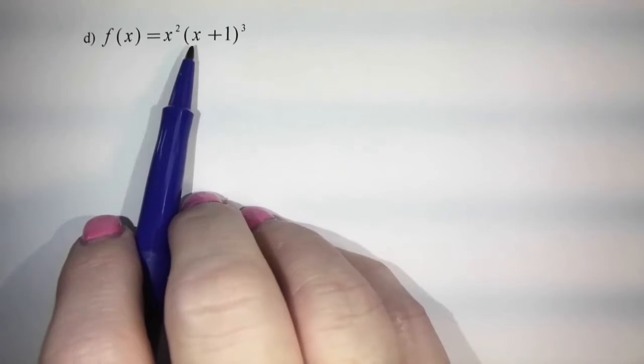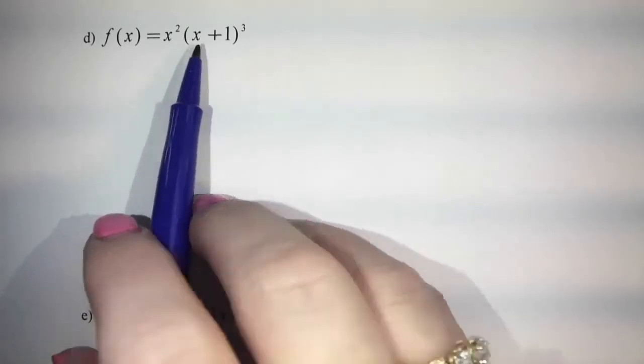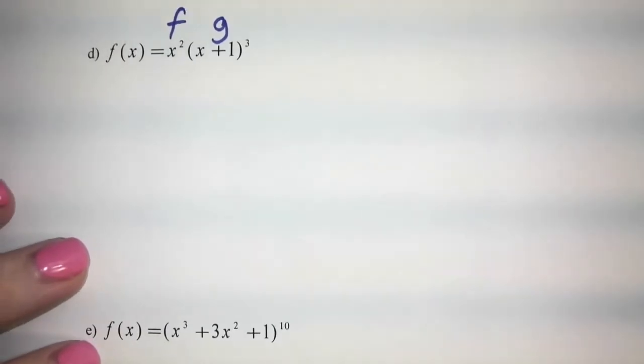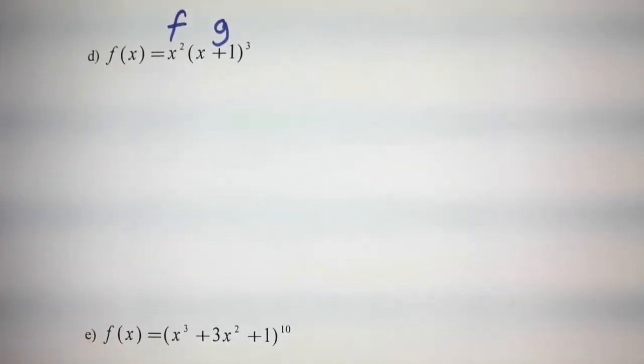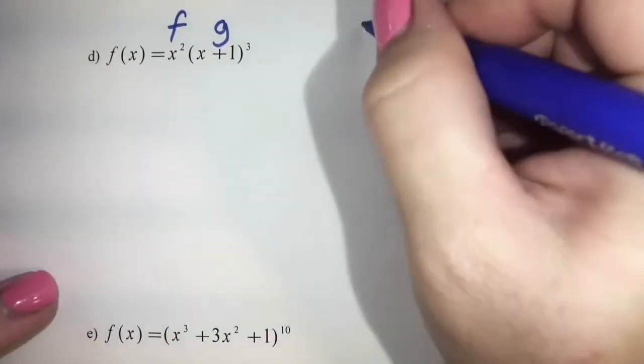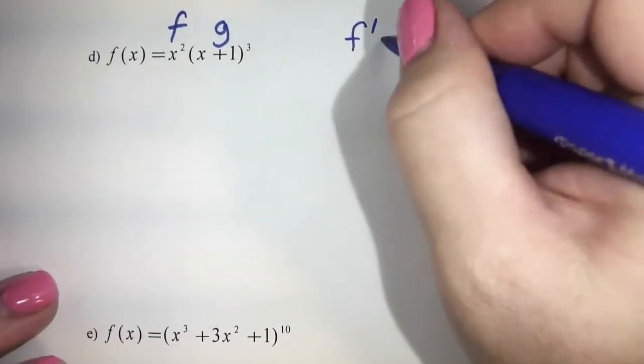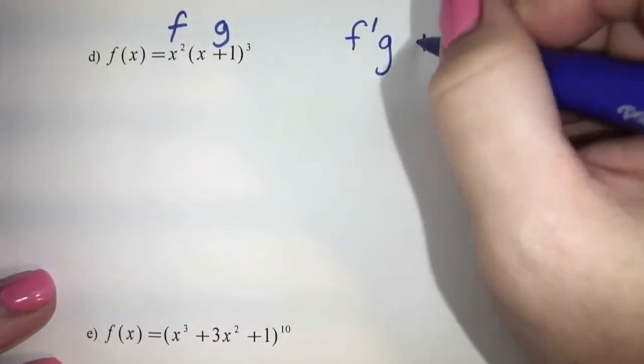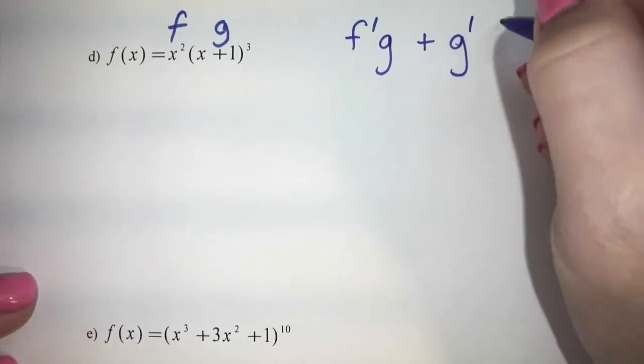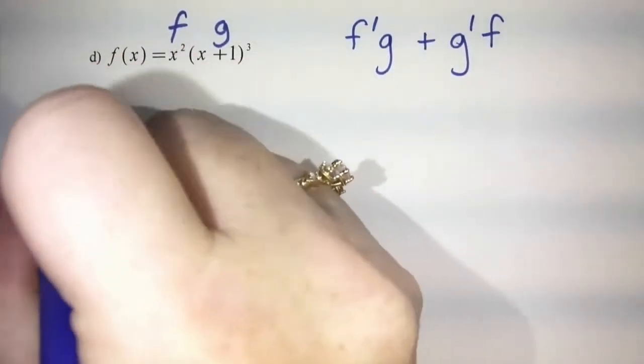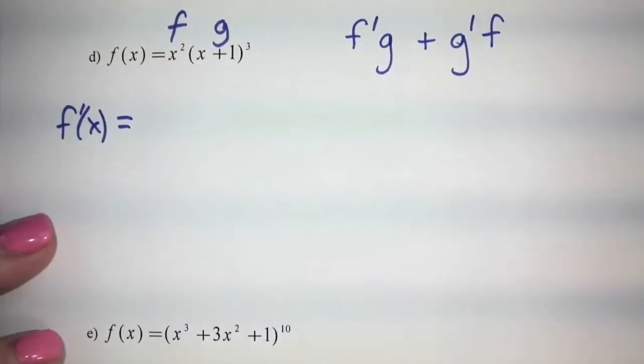Okay, so for part D, we have f of x equals x squared, bracket, x plus 1 cubed. So this is something involving x times something involving x again. So this is a product rule. So we have derivative of the first, f prime, times the second, g, plus derivative of the second, g prime, times f. So let's write out our product rule here.